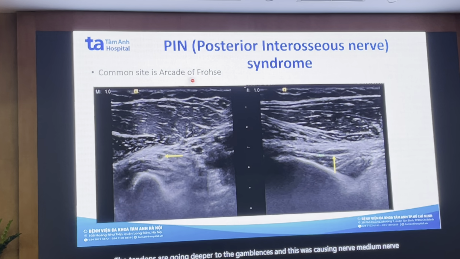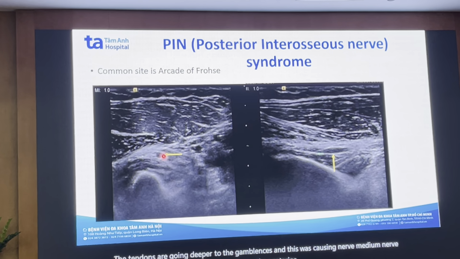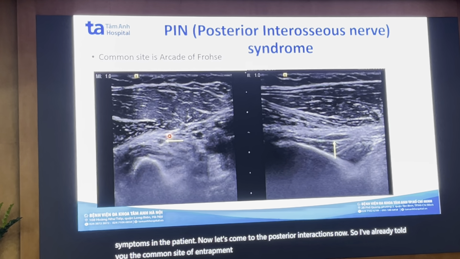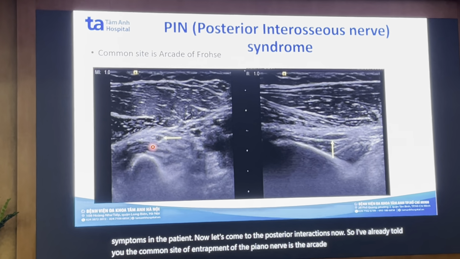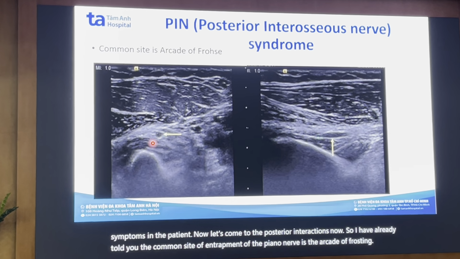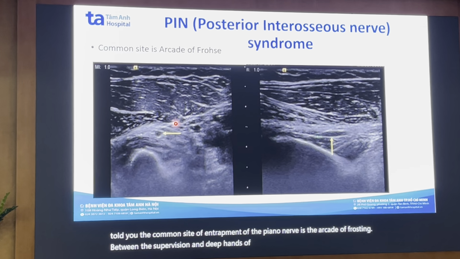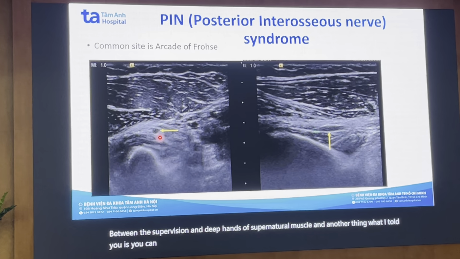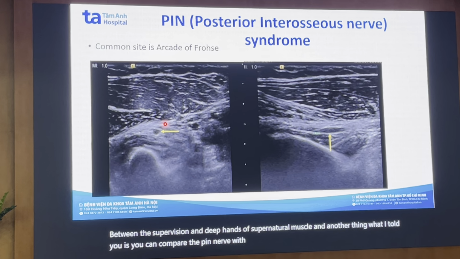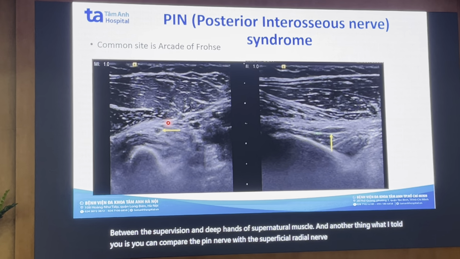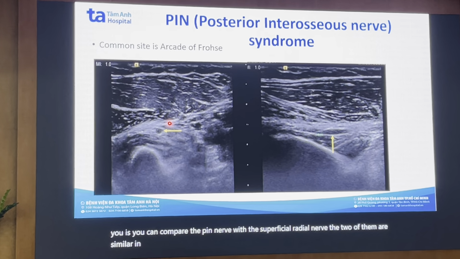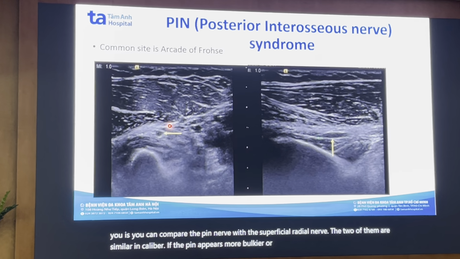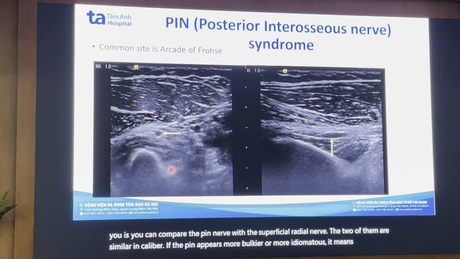Now let's come to the posterior interosseous nerve. So I've already told you the common site of entrapment of the PIN nerve is the arcade of Frohse, between the superficial and deep heads of supinator muscle. And another thing I told you is you can compare the PIN nerve with the superficial radial nerve. The two of them are similar in caliber. If the PIN appears bulkier or more edematous, it means that there is a PIN syndrome.